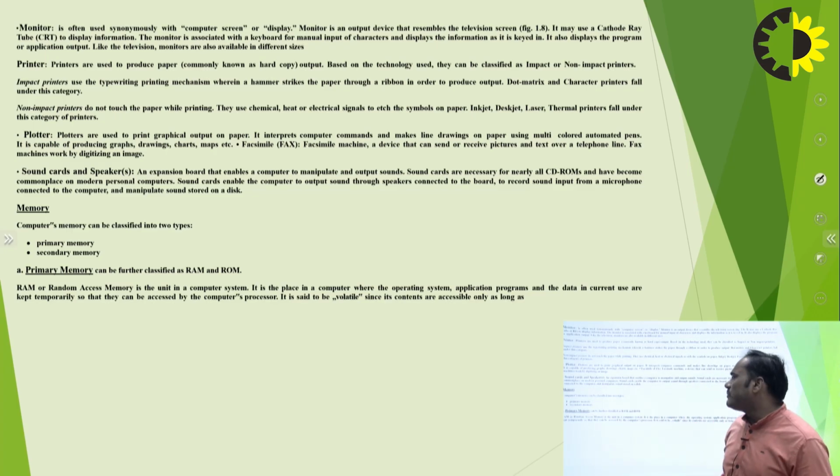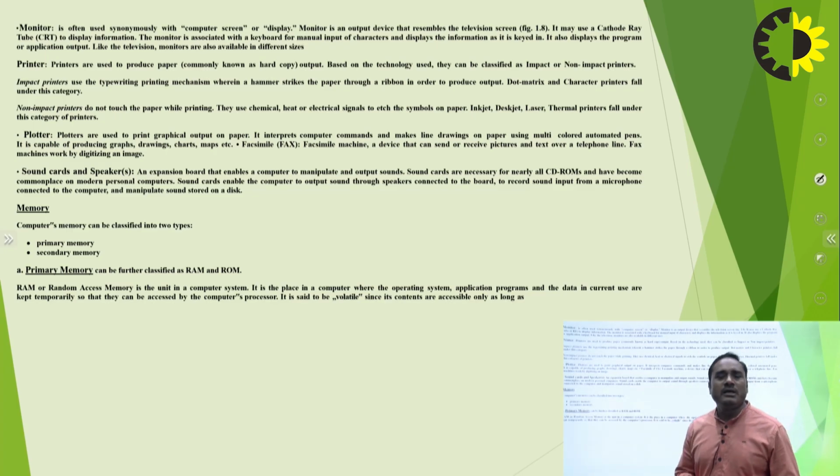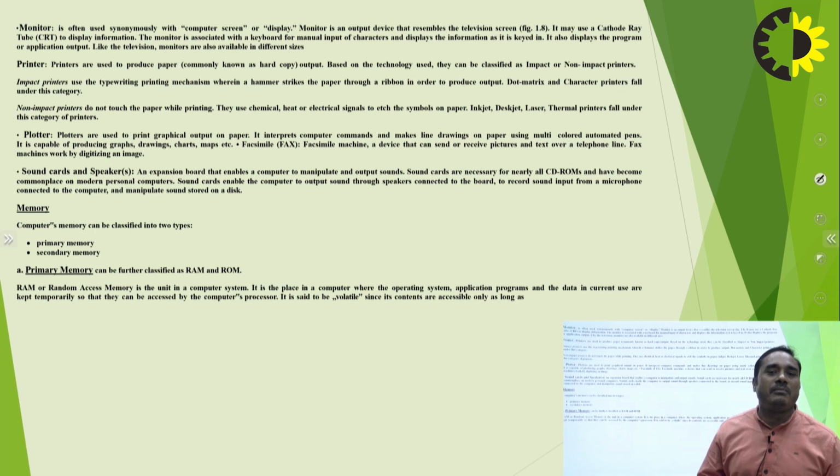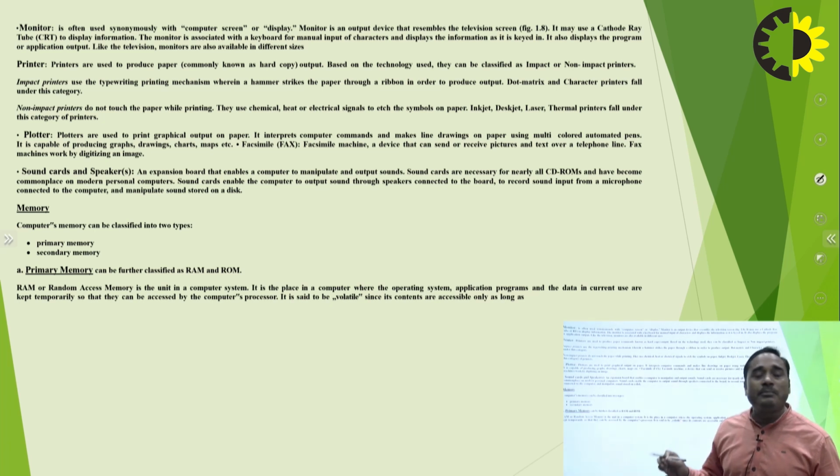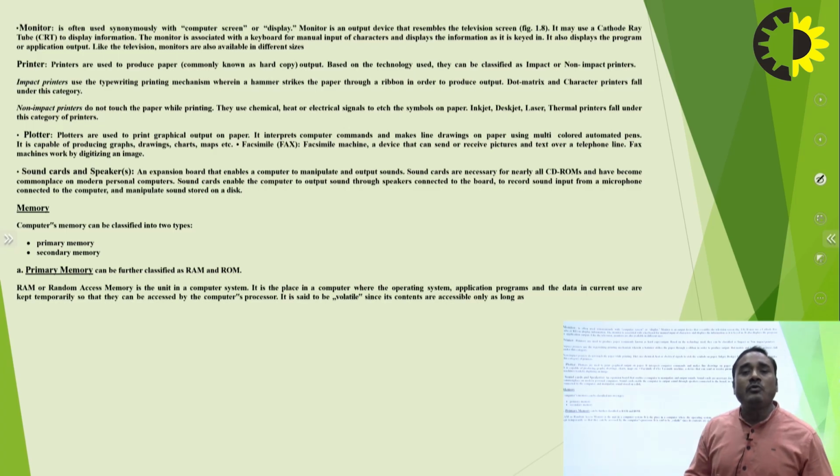So there are different types of memory basically used in the computer. Although we have different types of memory, here we are going to discuss only two important types of memory, that is primary memory and secondary memory. So what is the primary memory?